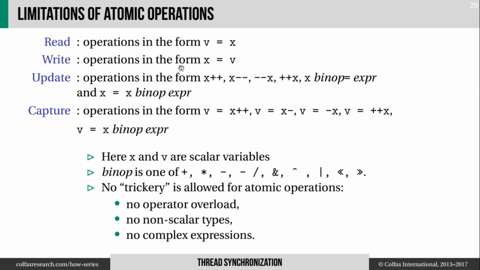By the way, with atomics, this is the list of allowed operations on scalar variables, and don't do any tricks. Don't try to overload these operators to try and cheat. This is just for scalars. It relies on hardware functionality for atomic operations.